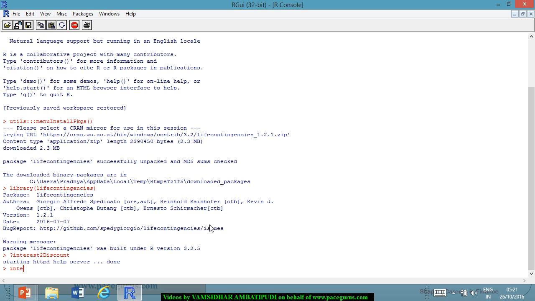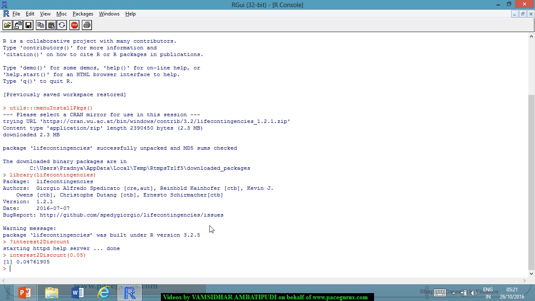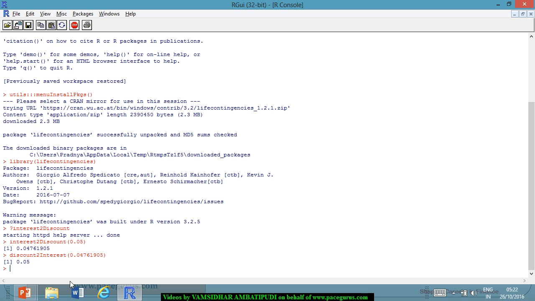So let's use this interest to discount of 5%, which is 0.05. So it says 0.0476. So when I'm converting it into a discount rate, it is 4.76%. Similarly, discount to interest, the same number, but conceptually I have to be clear what I need to convert to what. So discount to interest again is taking that number back to 5%.